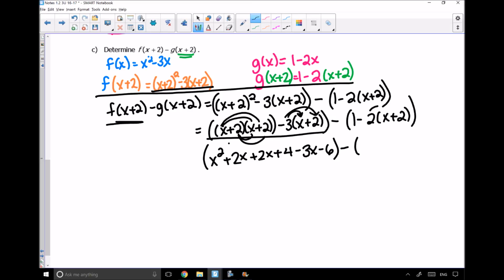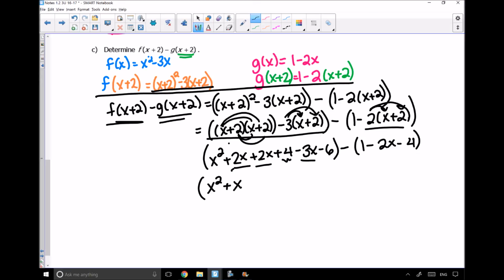Then I'm going to distribute this negative 2 through, so I end up getting 1 minus, I just copy the 1 down, 2x, and then negative 2 times 2 is negative 4. Okay, and that piece right here is going to be the g of x plus 2 piece. So I'm going to simplify my first set of brackets. So I get x squared plus 4x right here. This gives me 4x. Take away 3x, I've got x. So it's just plain and simply x squared plus x.